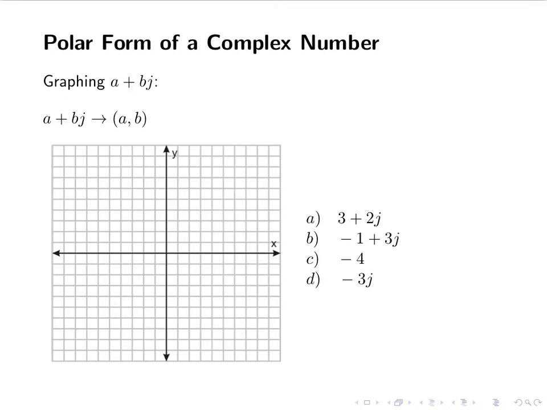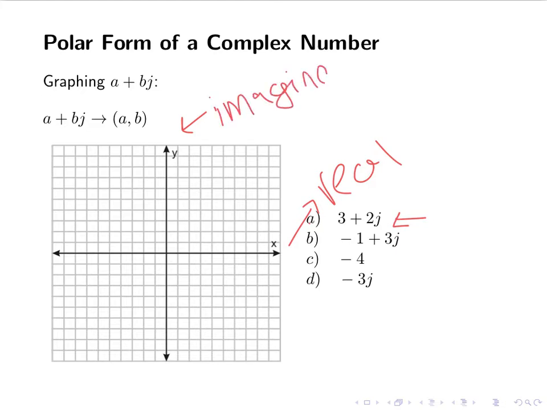So if I want to graph, say, 3 plus 2j, I would go 3 on the x-axis, which we call the real axis. The real axis. And then the y-axis is called the imaginary axis. So we'll go 3 on the reals and up 2 on the imaginary. I'm just going to make a circle right there for A.